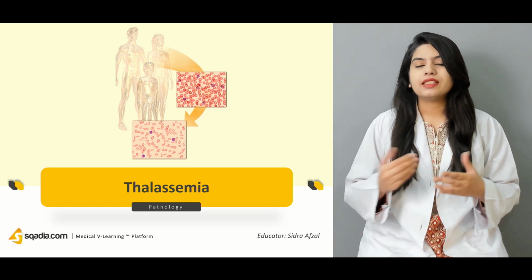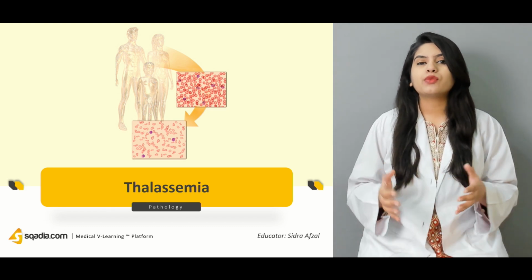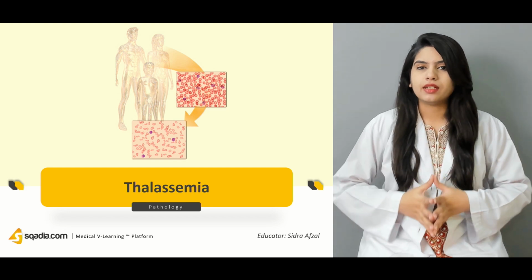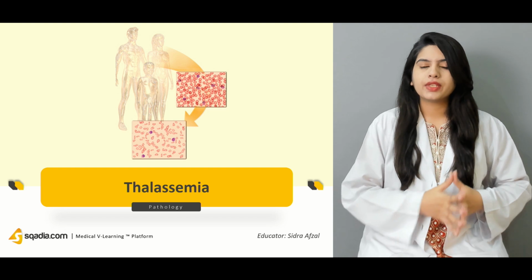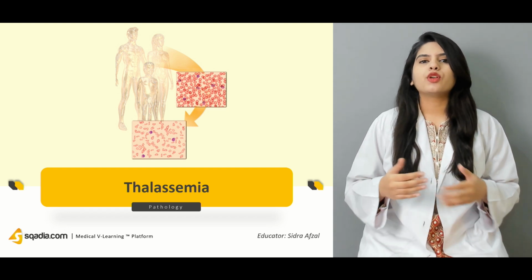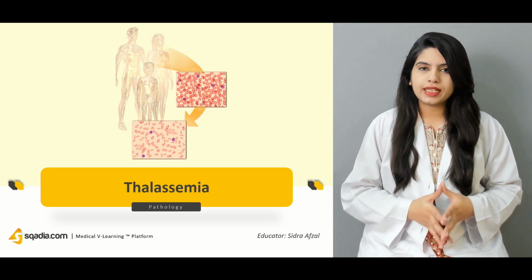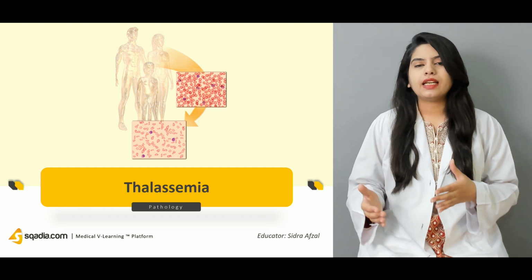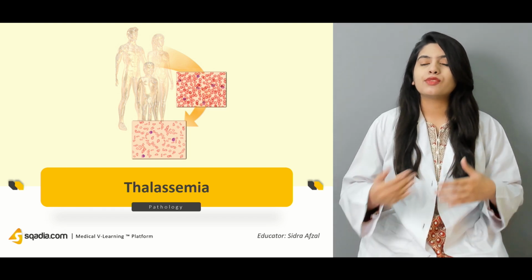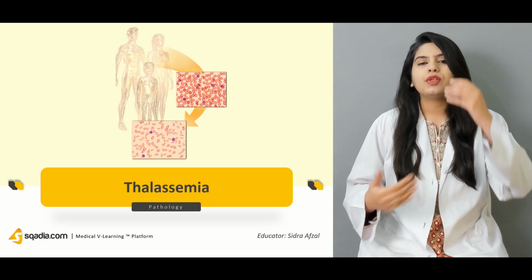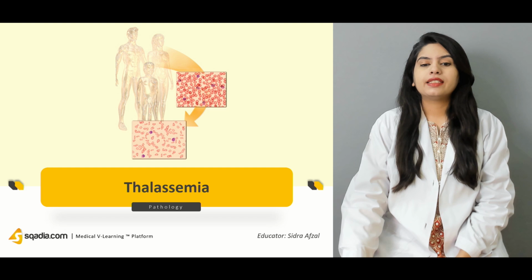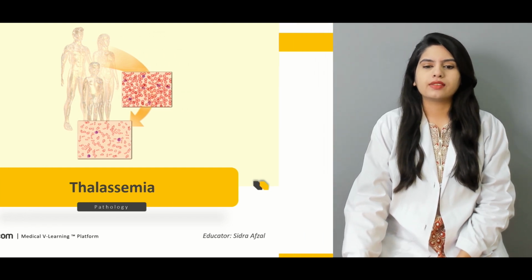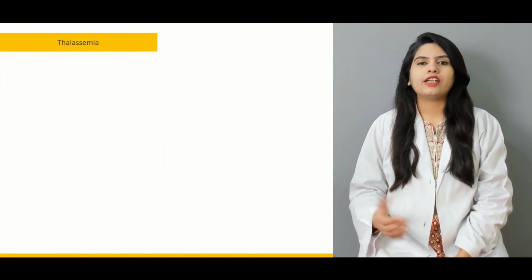That's the reason thalassemia is known as one of the types of anemia, and it is classified as a type of anemia. In today's lecture, we are going to study the pathology of thalassemia. We will see how thalassemia is further classified, and we will also focus on the pathogenesis of thalassemia, how it progresses. So let's start our lecture.